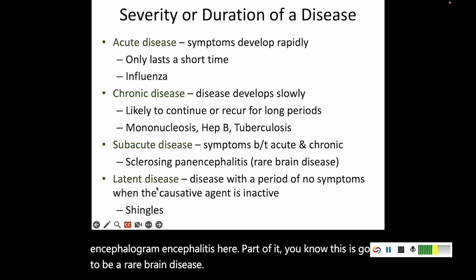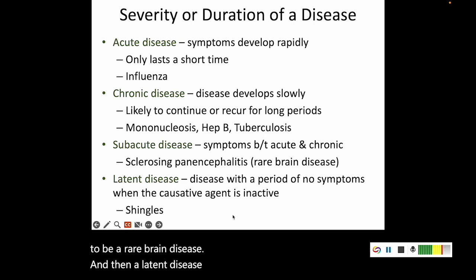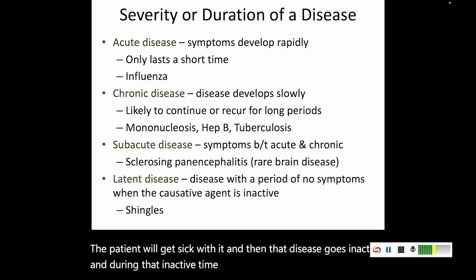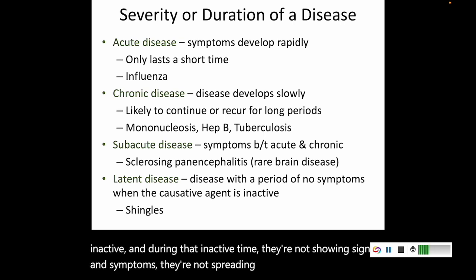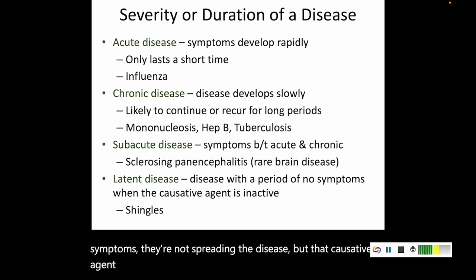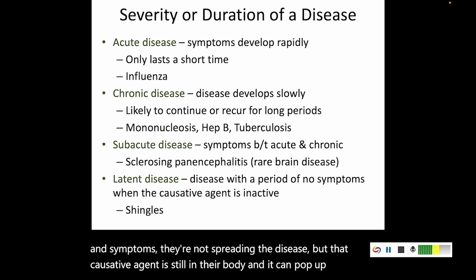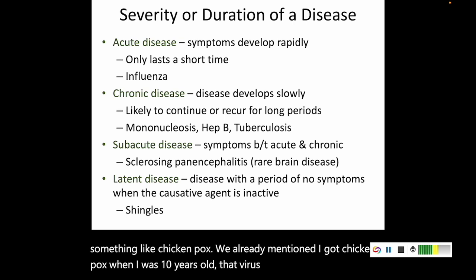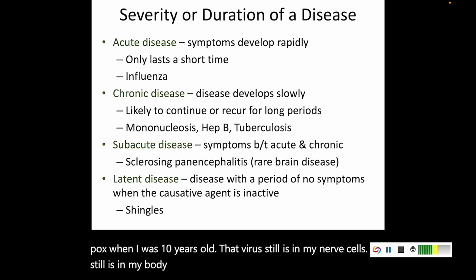And then a latent disease, a disease that the patient will get sick with, and then that disease goes inactive. And during that inactive time, they're not showing signs and symptoms, they're not spreading the disease, but that causative agent is still in their body and it can pop up again. So something like chickenpox, we already mentioned. I got chickenpox when I was 10 years old. That virus still is in my nerve cells. It still is in my body. And when I'm older, it could pop out as a case of shingles.